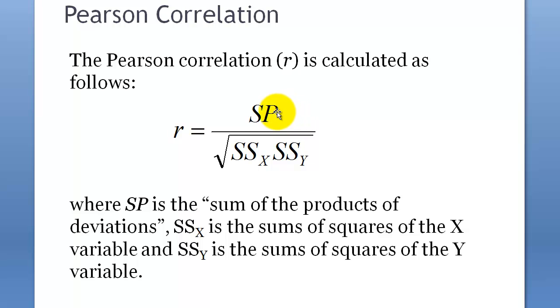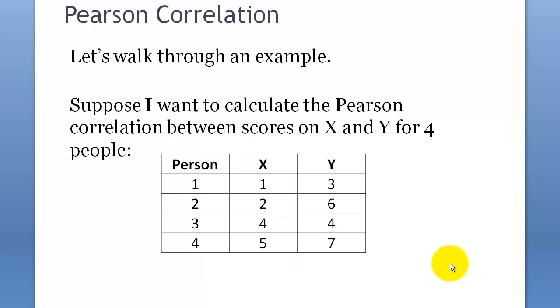Sum of products of deviations divided by the square root of the sum of squares of x and the sum of squares of the y variables. Why do you do that? And what is a product of deviations? Let's walk through an example to review what it was.